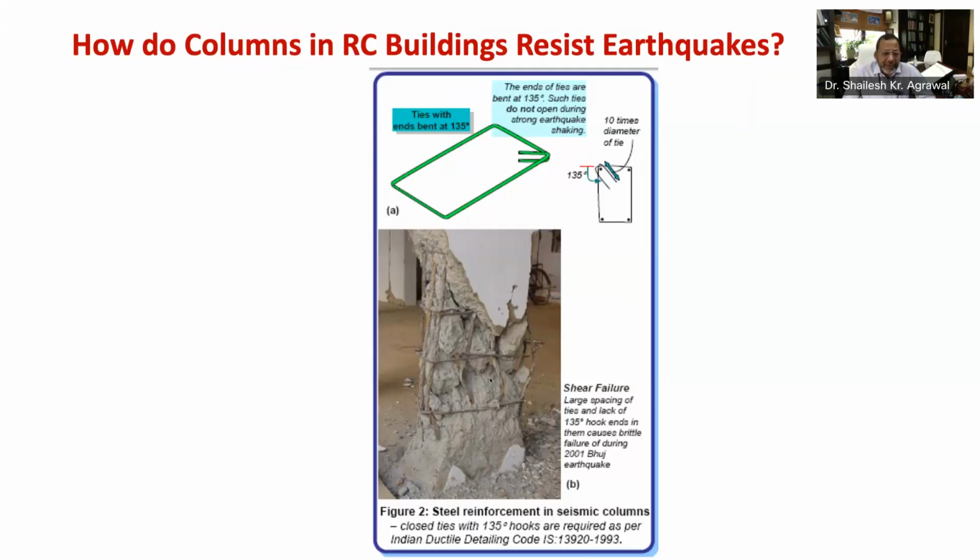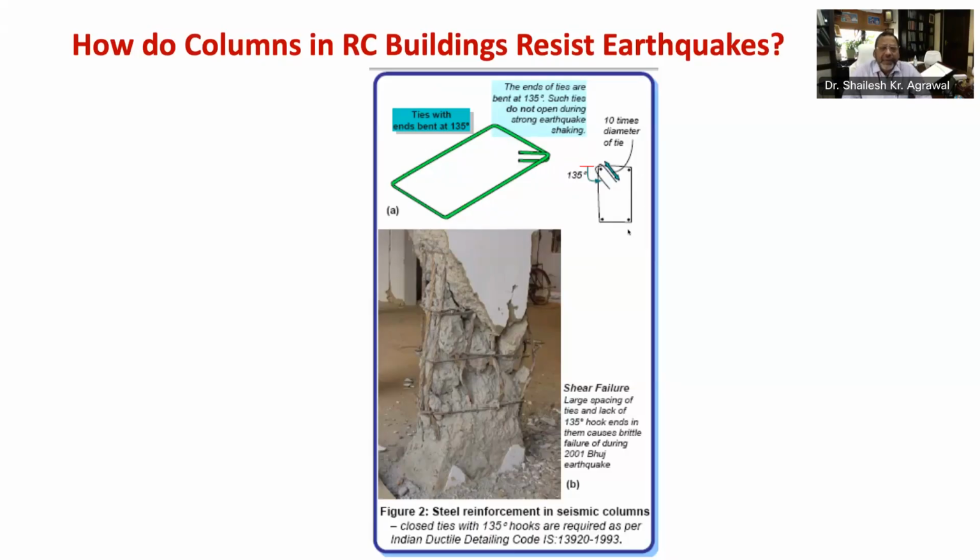Let me repeat again, columns that are required to resist earthquake forces must be designed to resist shear failure by a skillful selection of reinforcement, which will be seen here in this figure 2. As you can see here, a typical horizontal closed tie for columns as per IS 13920. These ties, when closely spaced, help in three ways.